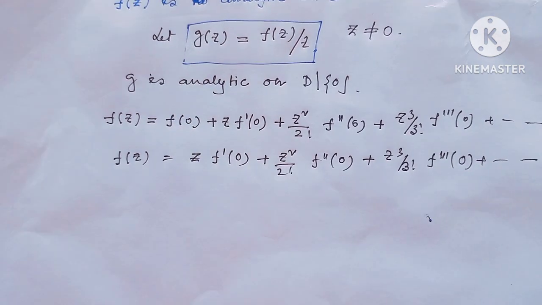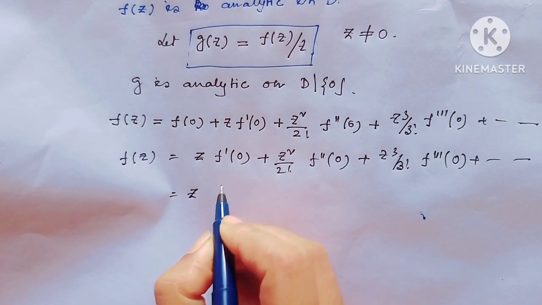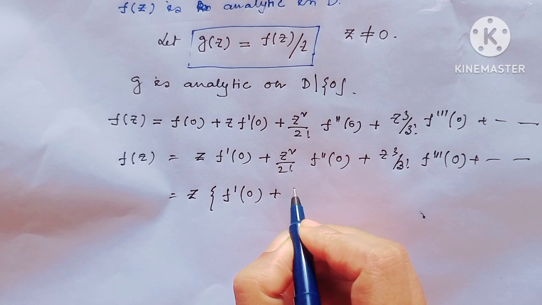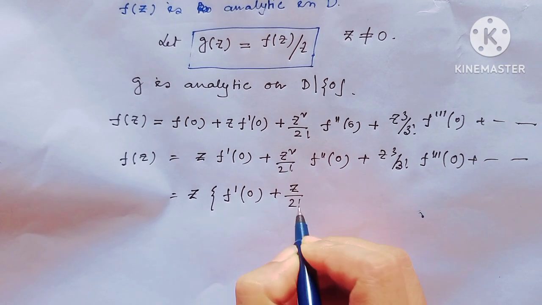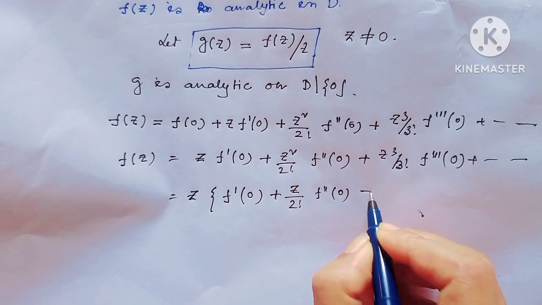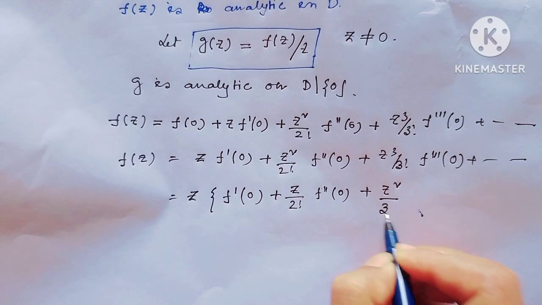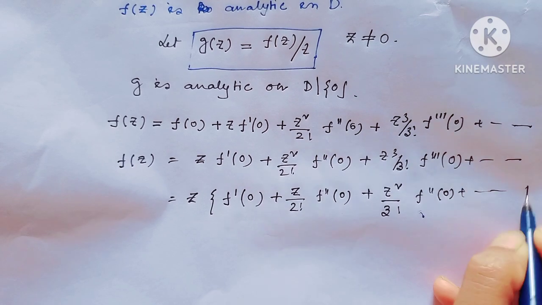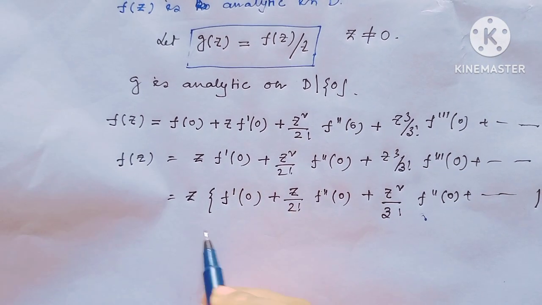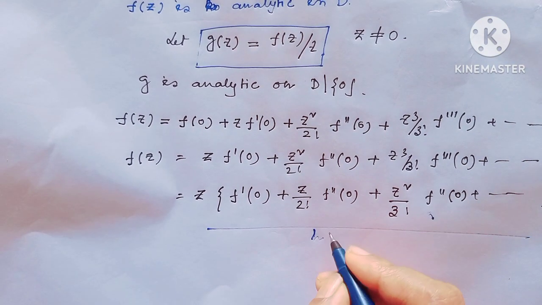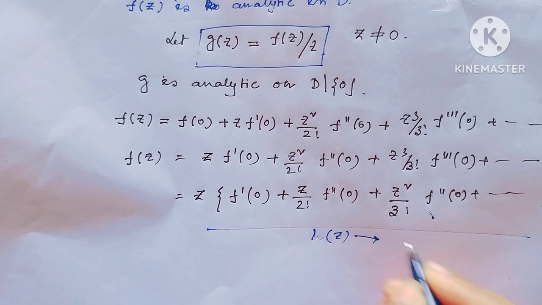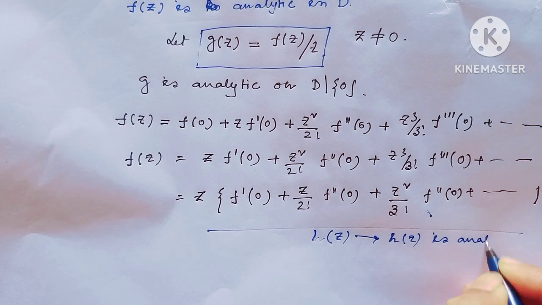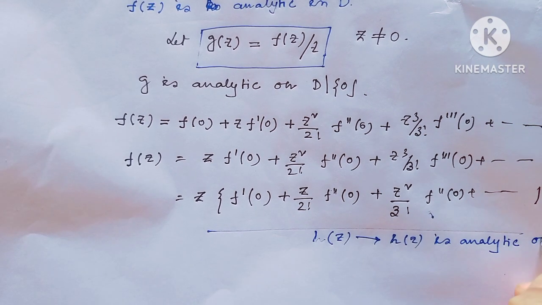That implies, if we common z, then this would be f dash 0 plus z over 2 factorial f double dash 0 plus z square over 3 factorial f triple dash 0, and so on. If we consider this as Az, then obviously this Az is analytic on D.